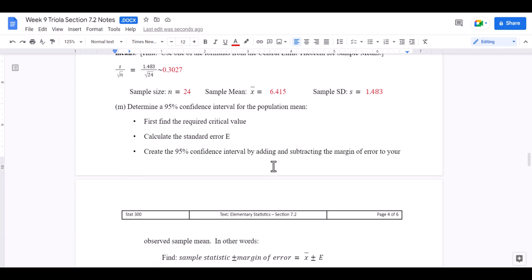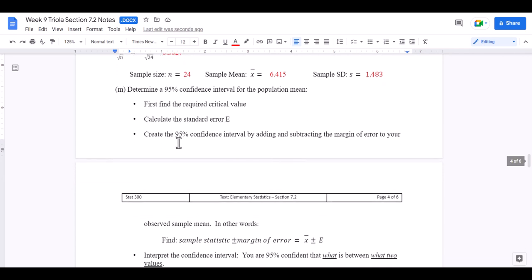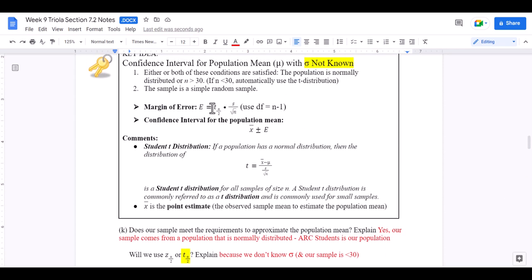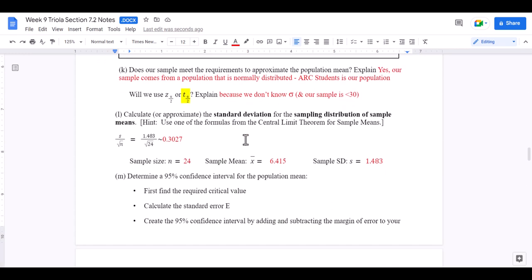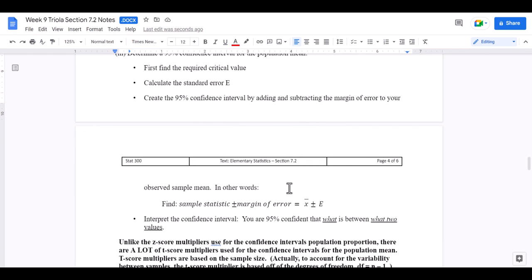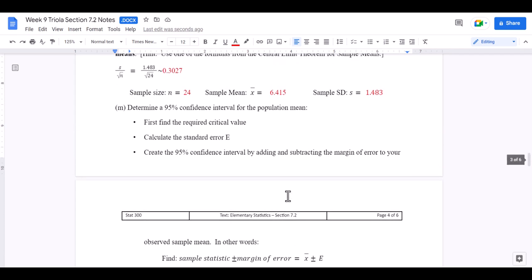So now let's determine a 95% confidence interval for the population mean. These are the steps in finding a confidence interval. In our case it's going to be 95%, but first we need to find the required critical value from our t-table, and I'll show you how to do that from your textbook. Then calculate the standard error; the formula is given over here: E equals t alpha over 2 times s over root n, with degrees of freedom n minus 1. Then create the 95% confidence interval by adding and subtracting the margin of error to your sample statistic, x bar plus or minus E, and then we're going to interpret our confidence interval.